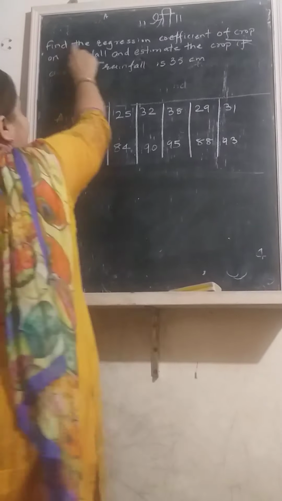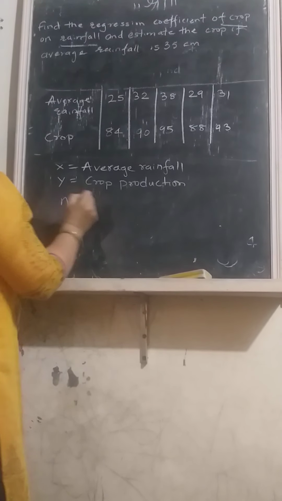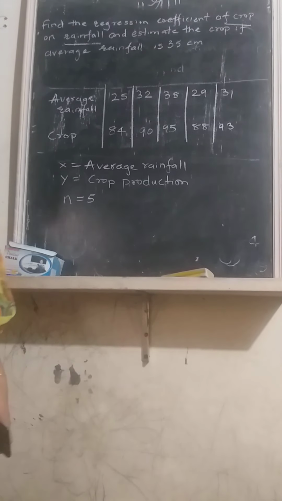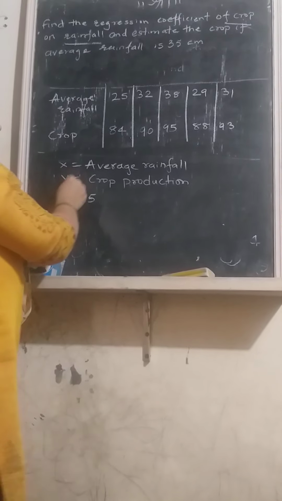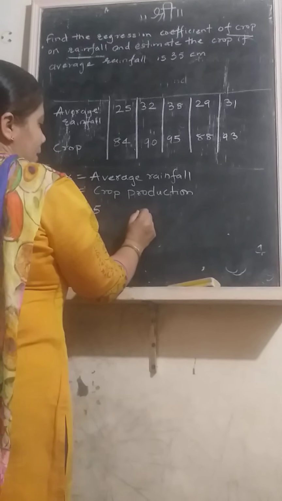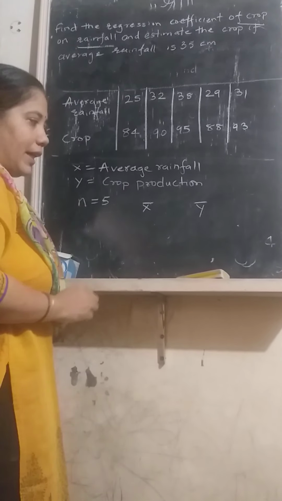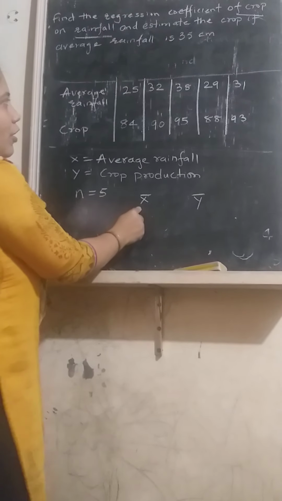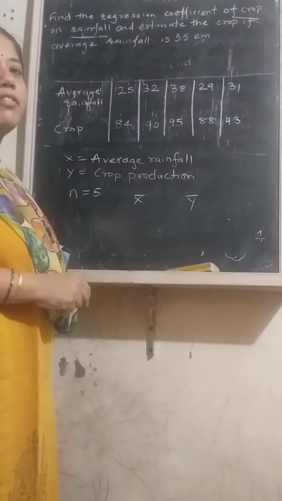Now let us see how many values are there. So 1, 2, 3, 4, 5. So n is here 5. Right? After we define these three things, the next step is to find the mean of them. So we will first find x bar and we will also find y bar. So for x bar I will add all these values and then divide it with 5.